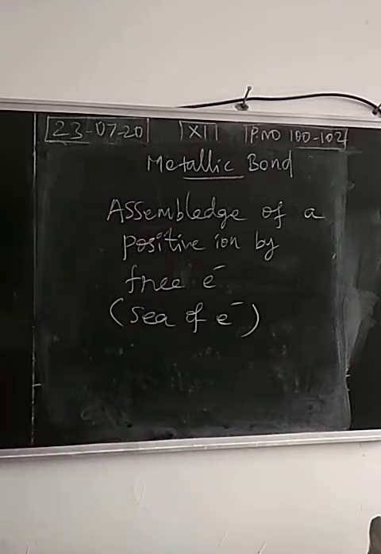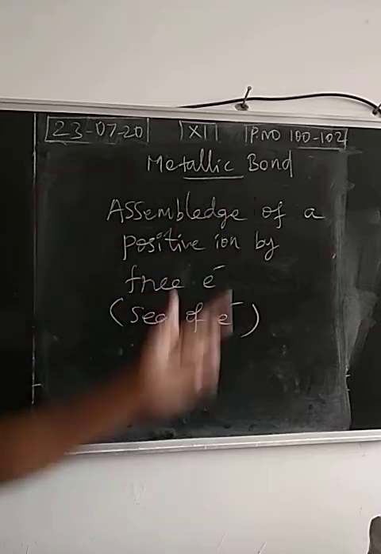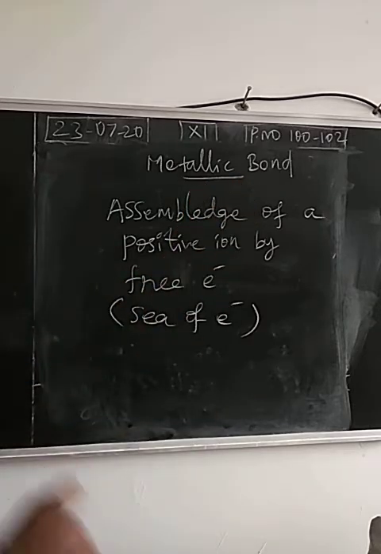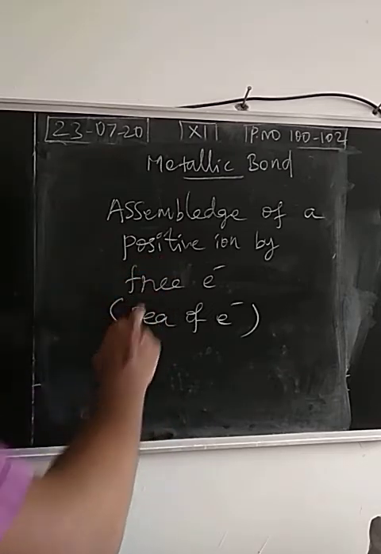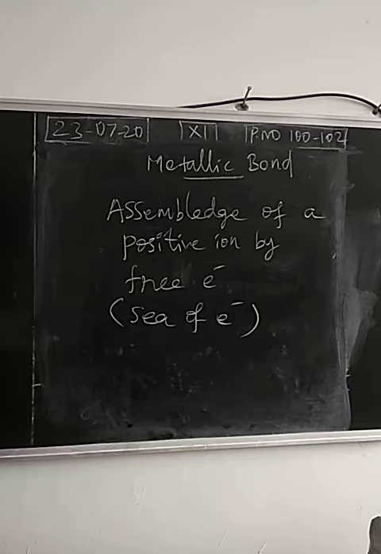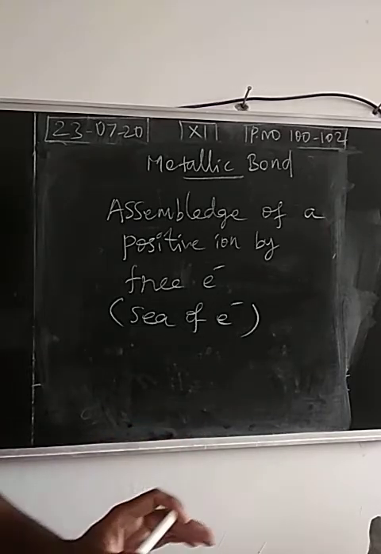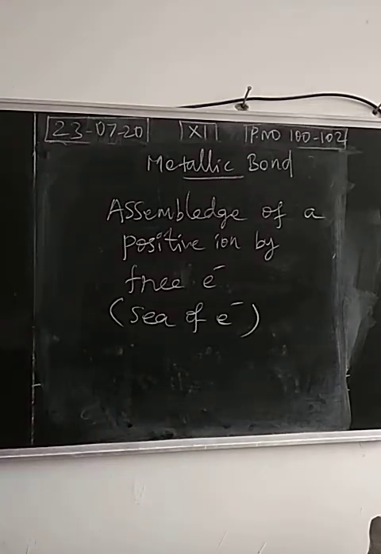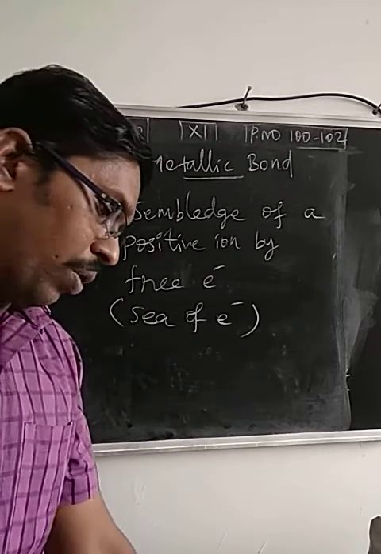Between the positively charged cation and the free electrons, there is an electrostatic force of attraction. We call it a metallic bond. So metallic bond is defined as the electrostatic force of attraction that exists between the positive ion and the free electrons in its assemblage. This is an aggregation process, right? More electrons will be aggregated around one particular cation. So this is called a metallic bond.